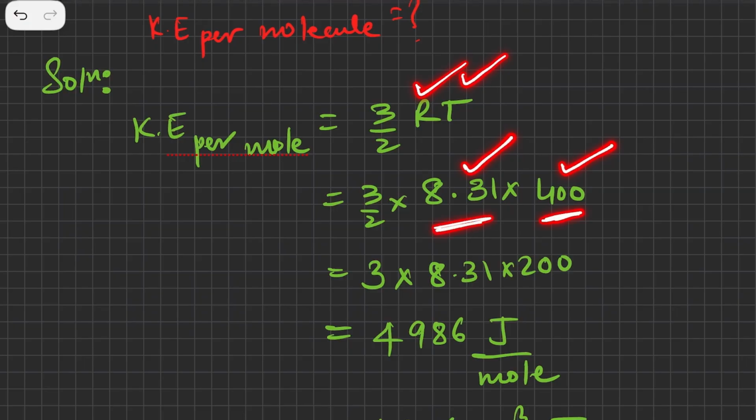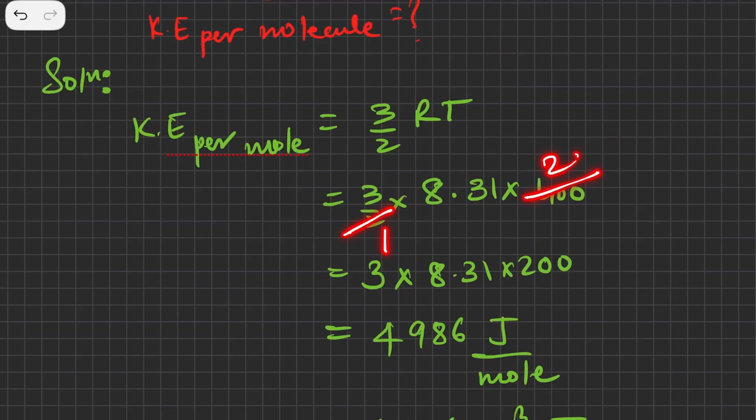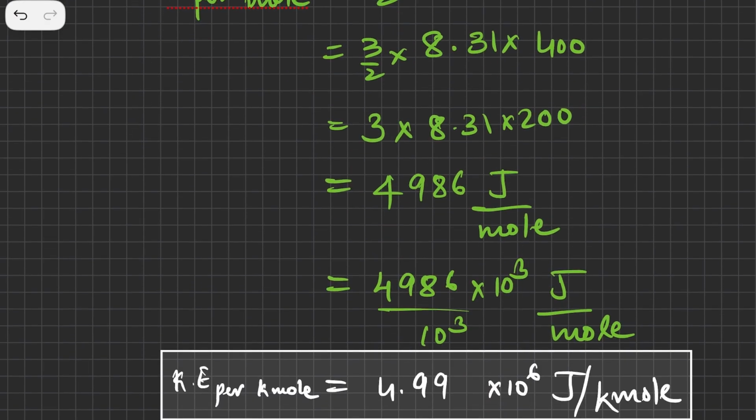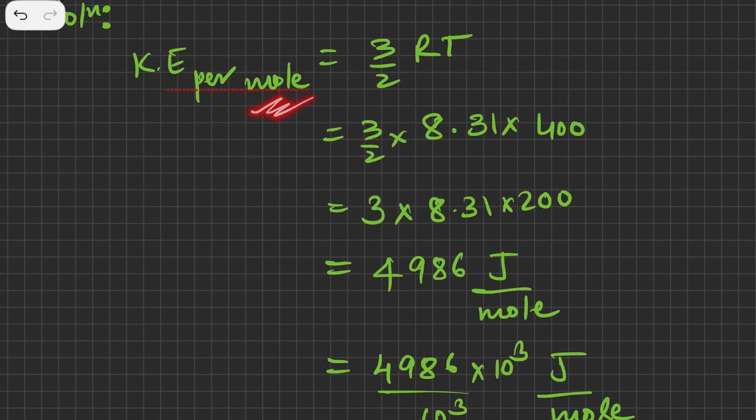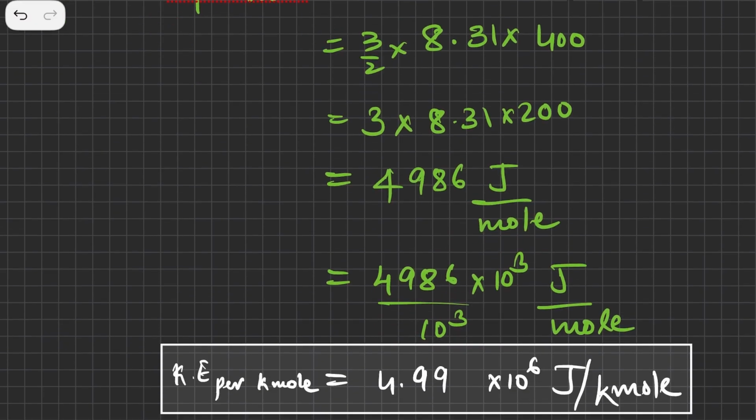So this is 400, this is 8.31. I cancel this, 2 ones are, 2 200s are, and when you multiply this to everything, you get 4986 joules per mole. Now why this mole is because this is the kinetic energy per mole, so that's why it is divided by mole. Okay, so this is 4986.